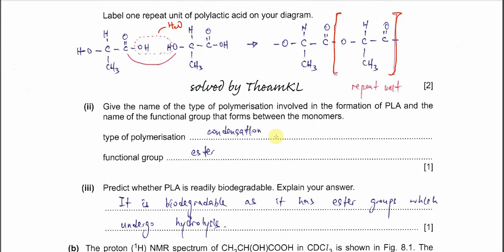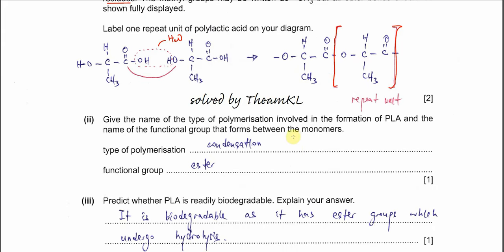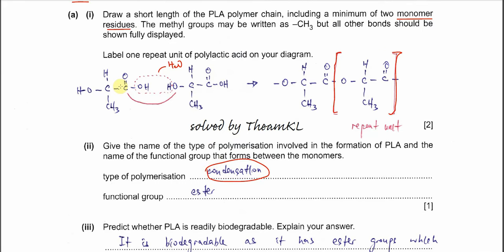Now, part 2. Give the name of the type of polymerization involved in the formation of PLA and the name of the functional group that forms between the monomers. The type of polymerization is condensation. Generally there are just 2 types, addition polymerization and condensation. Because this one involves 2 functional groups, it's a condensation reaction. The functional group that forms is ester, COO.